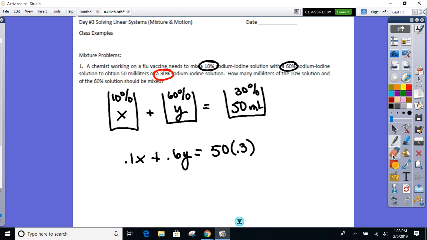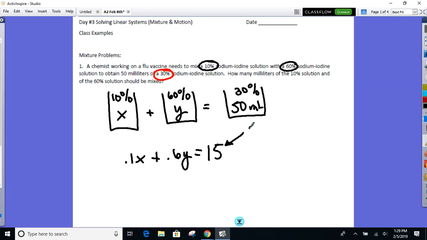Can we clean this up right now? 50 times 0.3. Let's clean that up. I don't like that hanging. 50 times 0.3, what do you got? 15. I would just make a quick note how you got that. We did 50 times 0.3. Thanks, Mike. Where's that second one going to come from now? It's already written up there. Jason, let's go. The amount of 10% X plus the amount of 60% Y has got to equal 50 milliliters total. You got it. And there's your two equations.